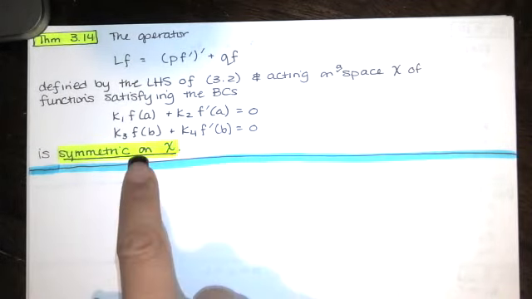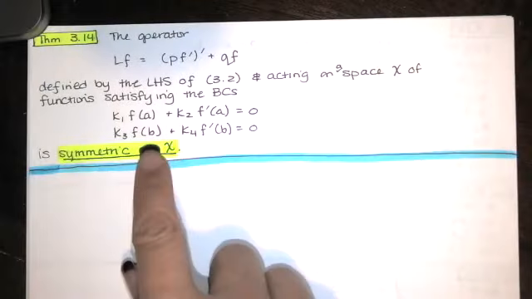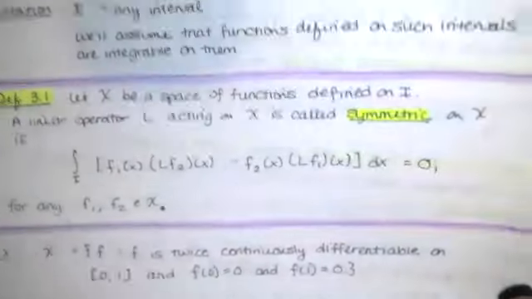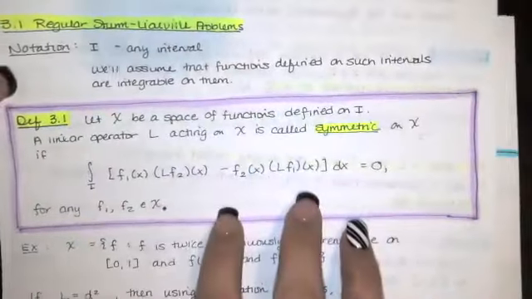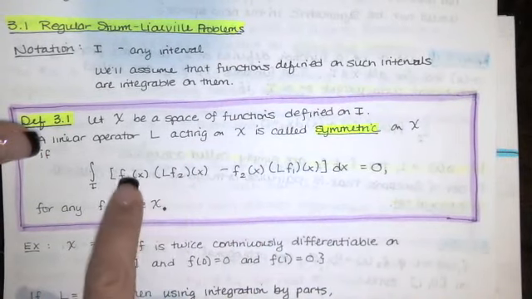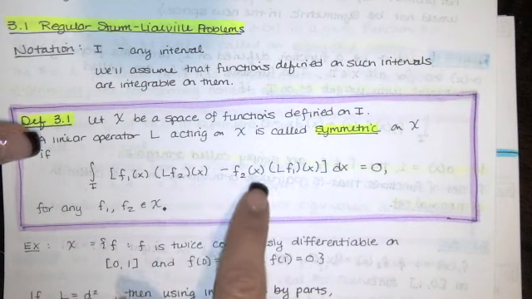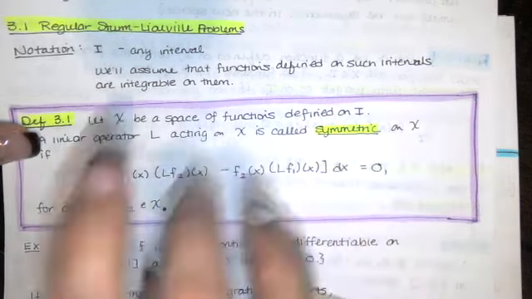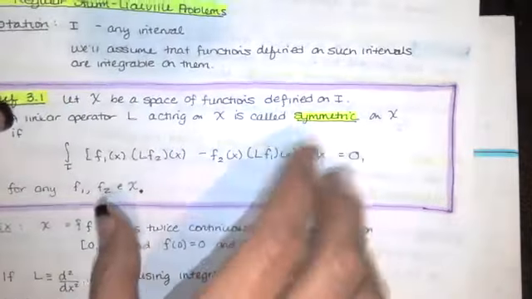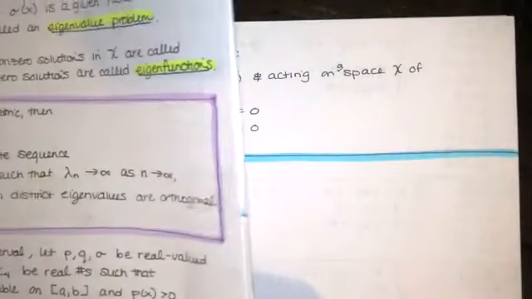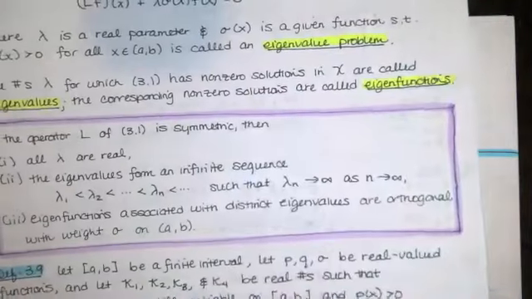About this operator, it's symmetric on chi. And remember what's special about symmetric operators. We're almost coming full circle here. This is what it means for an operator to be symmetric. You take the operator, apply it to one function, multiply by the other function, and subtract the other function times the operator applied to the first function. So this is what it means to be symmetric, but why do we care? Because of this.